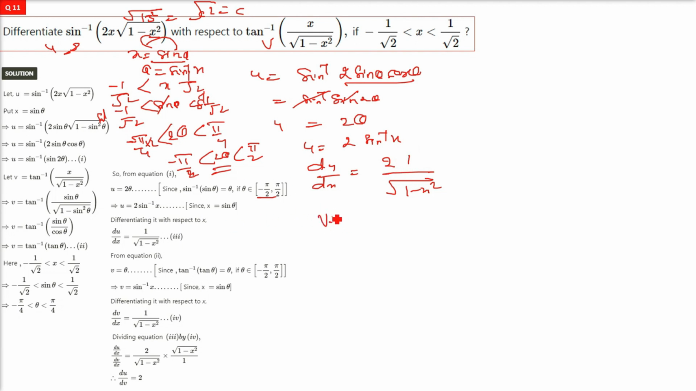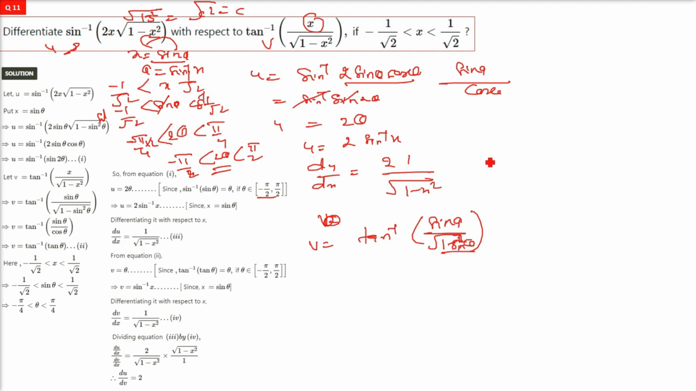So v is equal to, in this case, I'm just giving some space because we are going to divide it in the final solution. So tan inverse, in place of x, what are you going to put? Again, same thing. So you have x as sine theta, under root 1 minus sine square theta. 1 minus sine square theta is cos square theta, under root is cos theta. So you will get sine theta by cos theta here. So tan inverse sine theta by cos theta.